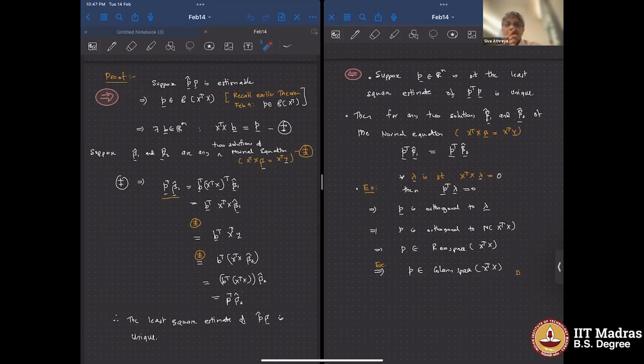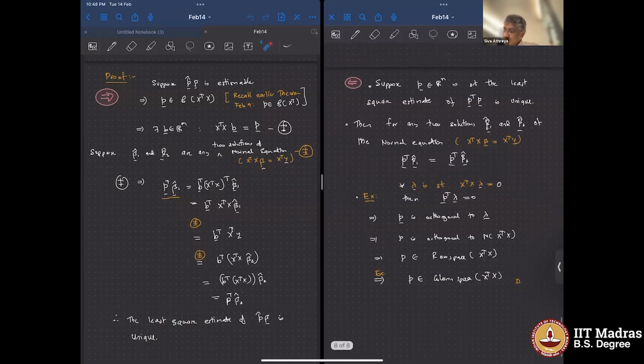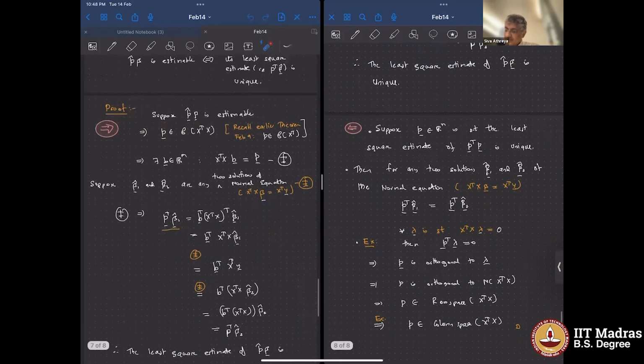Very cool. Now, once you have this, then P is orthogonal to lambda. P is orthogonal to the null space of X transpose X. That means P is in the row space. The row space, by symmetry, is the same as the column space, so you get the column space. You're done. Very cool. So that's the theorem we have shown today.